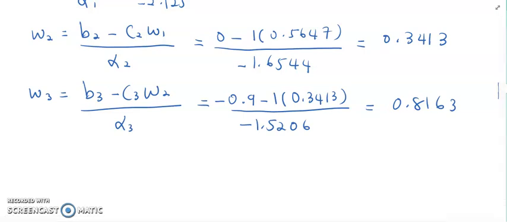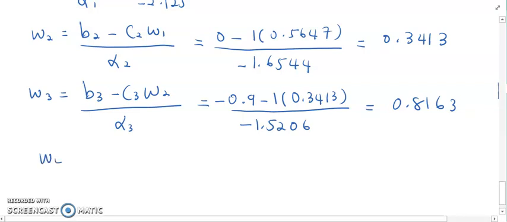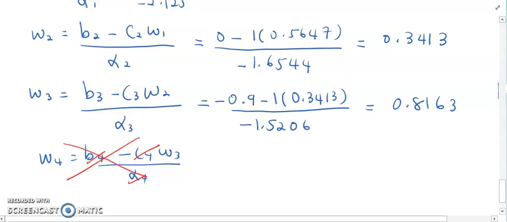Okay, that's it for the Wi values. We don't have any value for W4, because if you substitute into the formula, W4 equals B4 minus C4 W3 over alpha 4, and we don't have any value for B4, C4, and also alpha 4. So W4 is undefined, and we can stop at W3 only.